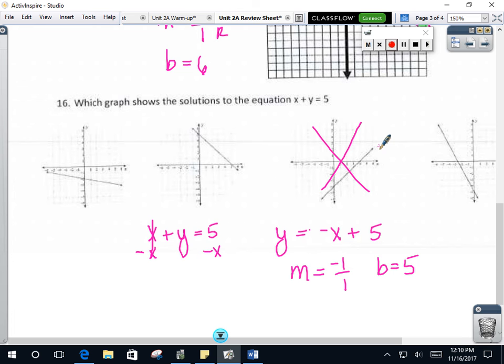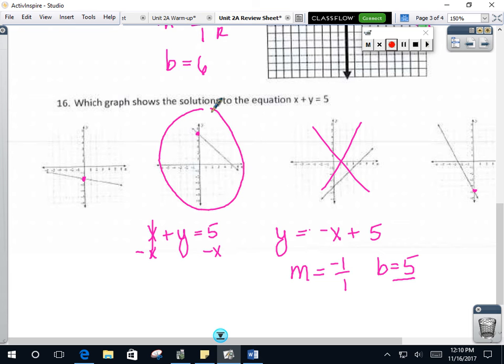Be quiet. Where should the line cut through the y-axis? 5. This one cuts through at negative something. This one cuts through at negative something. This is the only one that cuts through the y-axis at a positive number, and it looks like about 5, even though you can't read it well. So this is the right answer.